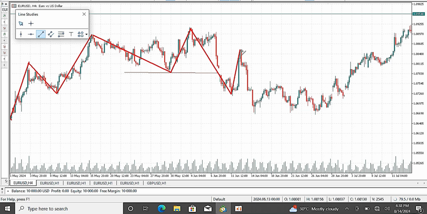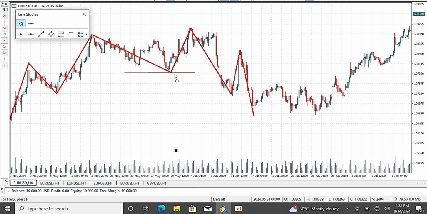Expect a change of character from time to time, because that's basically what the market does. The market cannot continue going bearish forever, and it cannot continue going bullish forever. All right. So you have your lower high, lower low, and see what happened here.